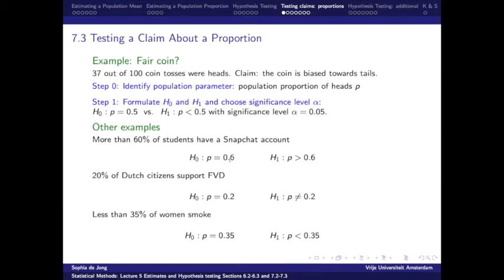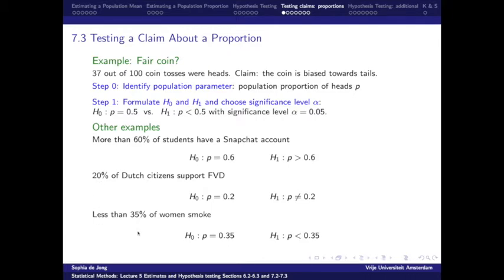And the null hypothesis is always with an equal sign, so P being equal to 0.6. Because the null hypothesis is what you try to reject. And we want to prove this, so if we reject this, then we have evidence that this is true. 20% of Dutch citizens support Forum voor Democratie. That's a Dutch political party. The null hypothesis always contains the equal sign, and in this case the alternative hypothesis is P being unequal to 0.2. This is a two-sided test because the claim doesn't say anything about more or less than 20%.